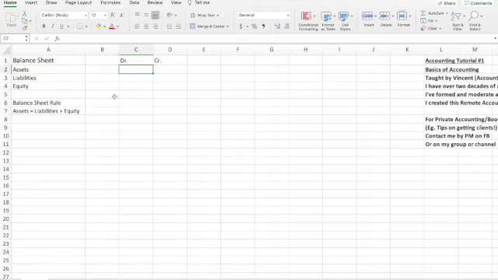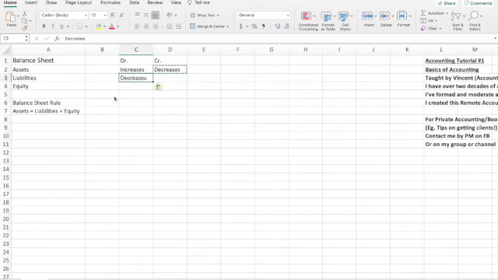So here's the assets, right? Well, what is going to increase the assets? Is it going to be a debit or credit? It's going to be a debit. A debit to the assets is going to increase the asset. A credit is going to decrease that. Now, liabilities it's going to be the other way around. And same thing with the equity.